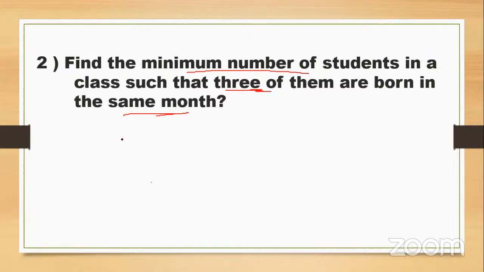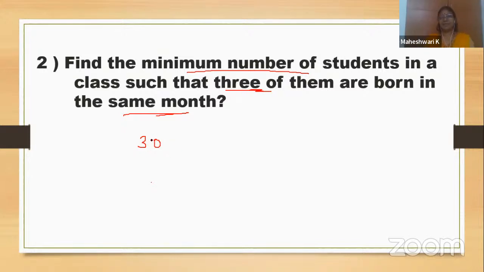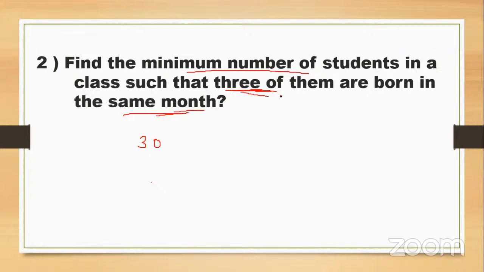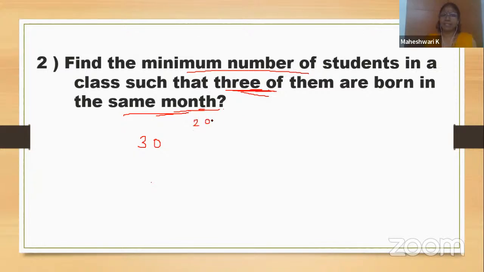Maybe we can ask, suppose the number of students is say 30. Will this number work? If the number of students is 30, can we ensure that 3 of them will be born in the same month? Can this condition be satisfied? Let us see two numbers, 20 and 30, or 25, any such numbers you can try.